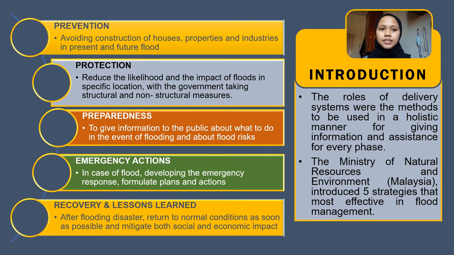every phase. The Ministry of Natural Resources and Environment introduced 5 strategies that are most effective in flood management. Firstly is prevention. It is to avoid the construction of houses, properties and industry in present and future flood. Second, protection, reduce the likelihood and the impact of flood in specific location, with the government taking structural and non-structural measure. Third, preparedness, to give information to the public about what to do in the event of flooding and about flood risk. And then emergency action. In case of flood, developing the emergency response, formulate plans and action. And lastly, recovery and lesson learned. After flooding disaster, return to normal condition as soon as possible and mitigate to both social and economic impact.